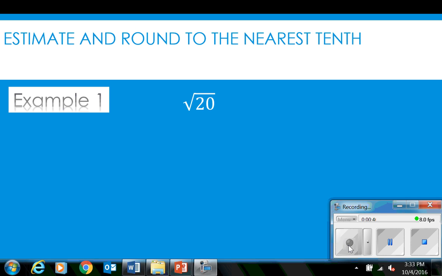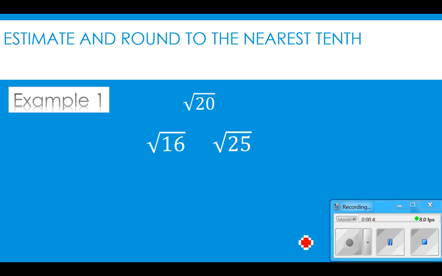The two perfect squares that this number is between are the square root of 16 and the square root of 25. We have to determine what two integers this is between, which is 4 and 5. So the first thing we know about our answer is it's going to be 4 point something because it's between 4 and 5. And we're going to make a fraction first.